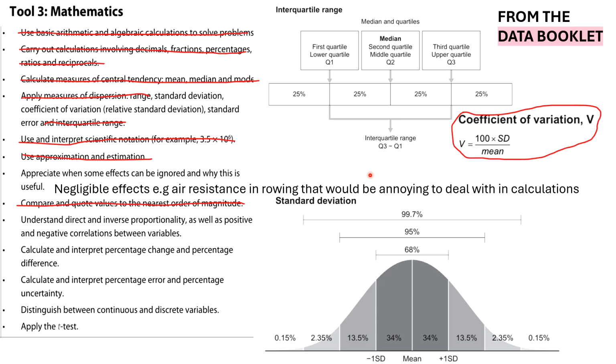Just have in mind the standard deviation, you need to know this for maths though. This is in the data booklet, so 68% are within one standard deviation, 95% within two, and 99.7% within three standard deviations from the mean. This you know from maths. And remember, very important, that the coefficient of variation is in the data booklet. So if they ask you to calculate it, quick look, super easy: 100 times standard deviation over the mean.